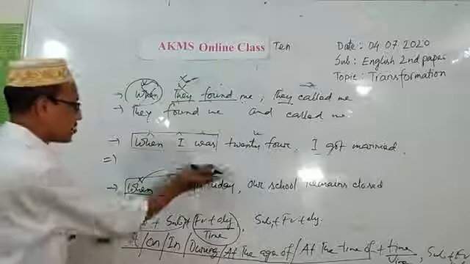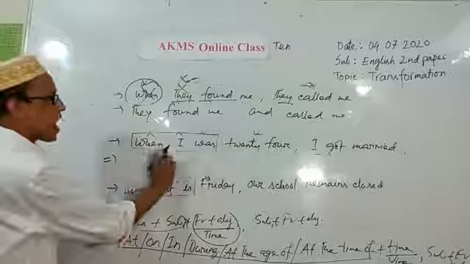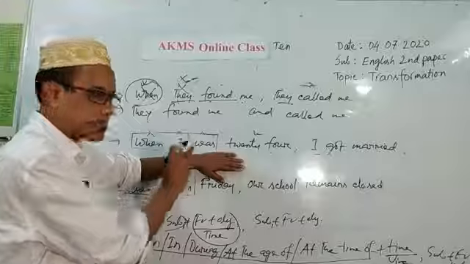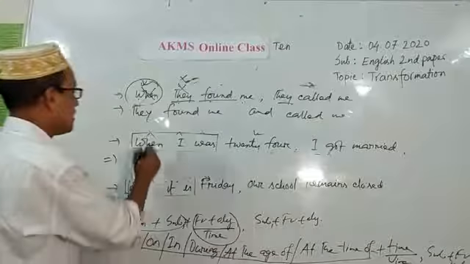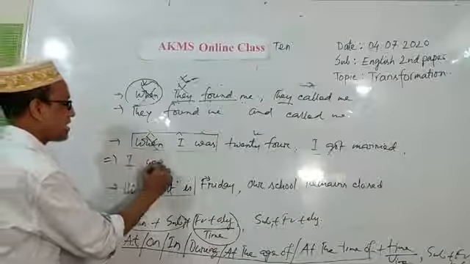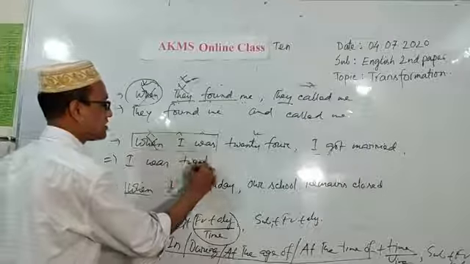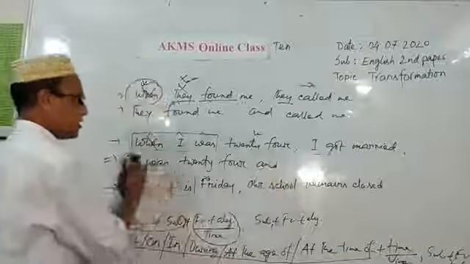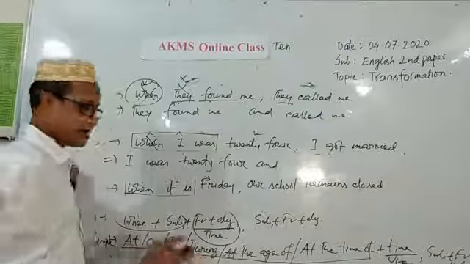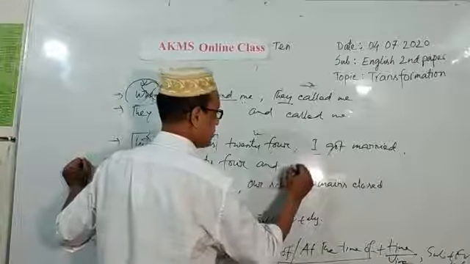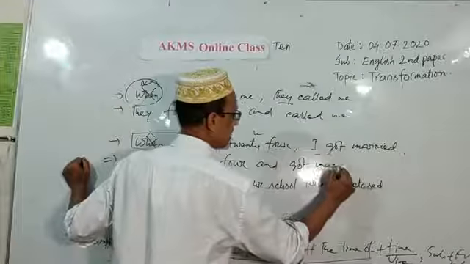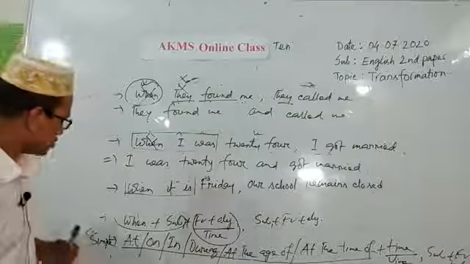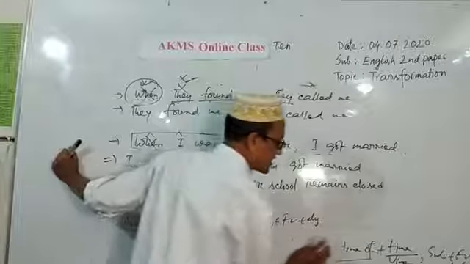What about the second sentence? I was 24. First this action was held and then the second action. I will erase when I was 24. I was 24 and I will not use the subject again because both the subjects are same, and got married. Then what have I done to transform it into compound sentence?